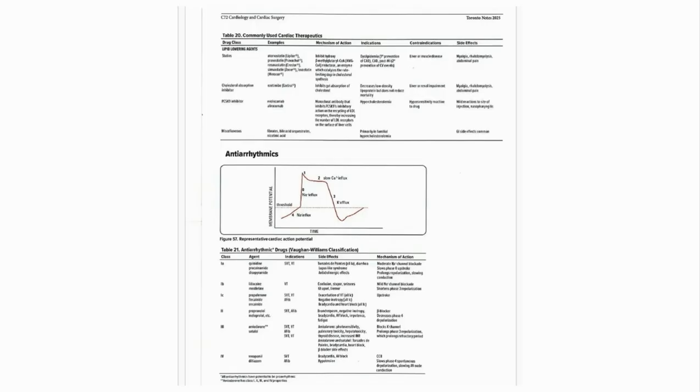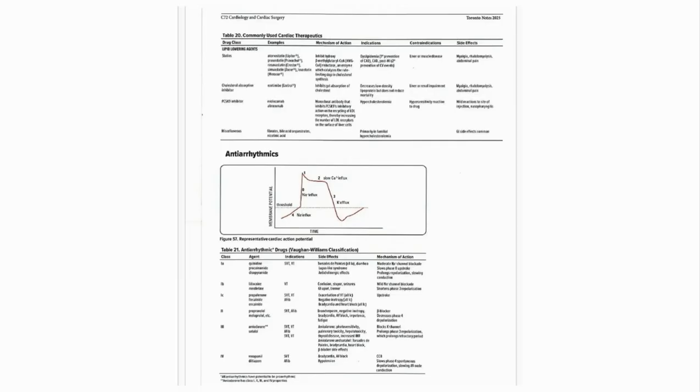These drugs should generally be avoided in patients with a structural heart disease because of their proarrhythmic potential. Class 2 beta blockers. Examples include propranolol and metoprolol. Indications: supraventricular tachycardia and rate control in atrial fibrillation.